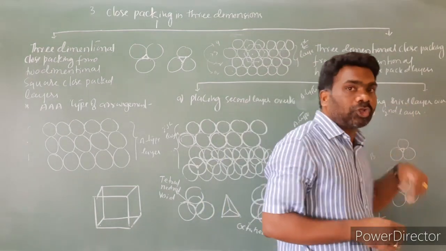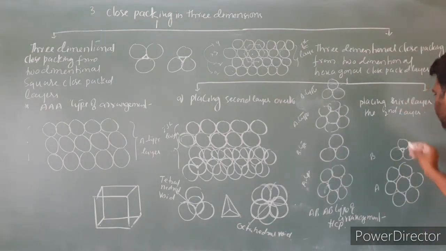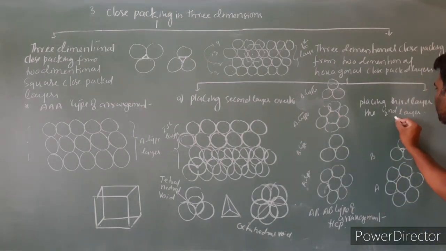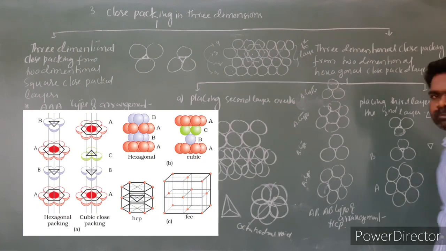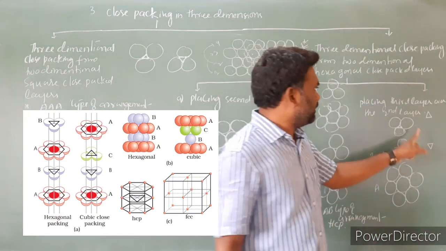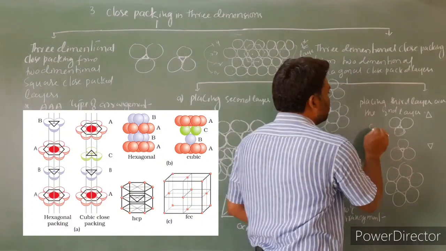So we have to take the third layer. The third layer is not A type. The third layer is C type. We have to take another type. Look at this. So if you look at this, we got a triangular void. The triangular void apex is pointing upside. So in this case, the triangular void is formed. In the triangular void, apex is pointing downside. Apex is pointing upside. Apex is pointing downside. So this is a C type layer.